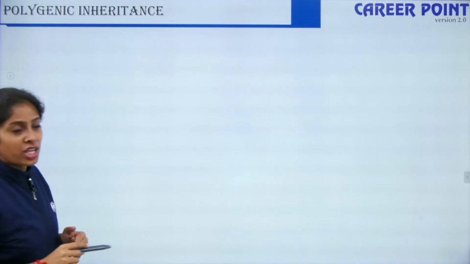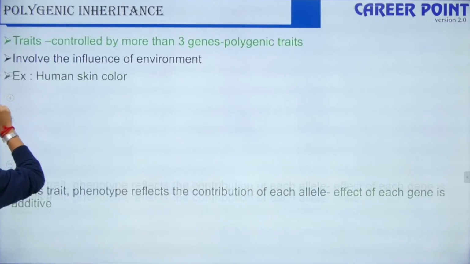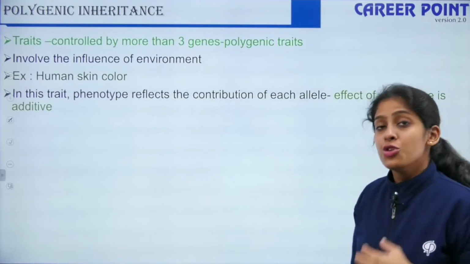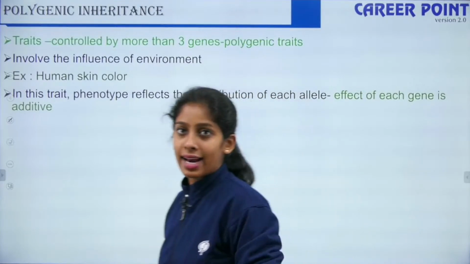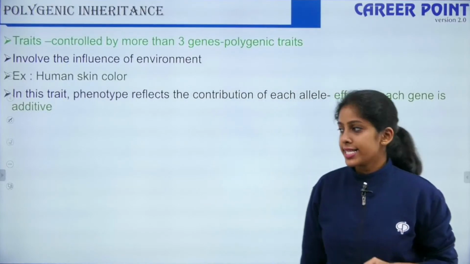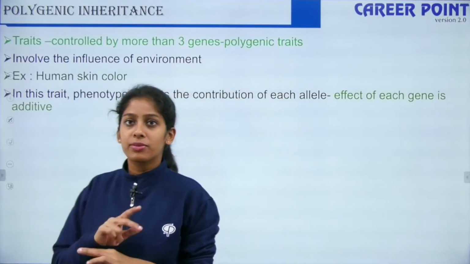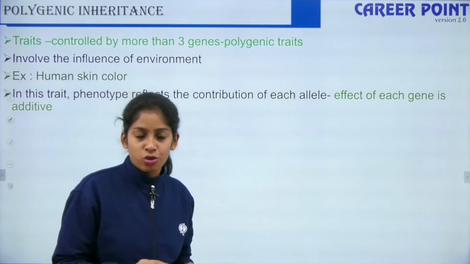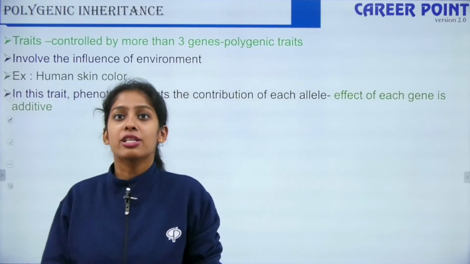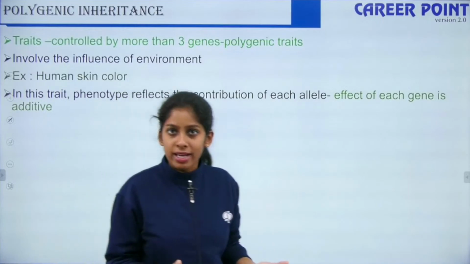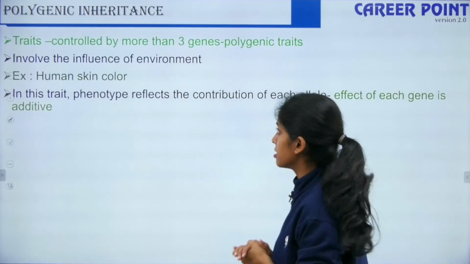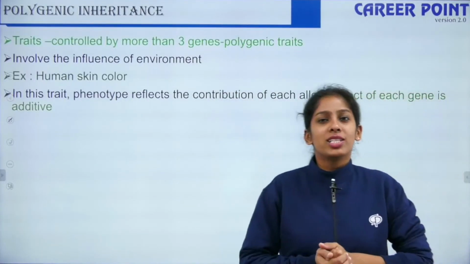Now, what is polygenic inheritance? Poly means many, right? Genic means genes. So many genes affect a particular character or a particular trait. That is polygenic inheritance. It is pretty easy. Students always get confused and swap the difference between polygenic and pleiotropy. But it's very easy to understand the essence if you understand logically what you are speaking about. Polygenic, poly is many, genic is genes. So many genes affect one character, so that is polygenic inheritance. Traits controlled by more than 3 genes are polygenic.